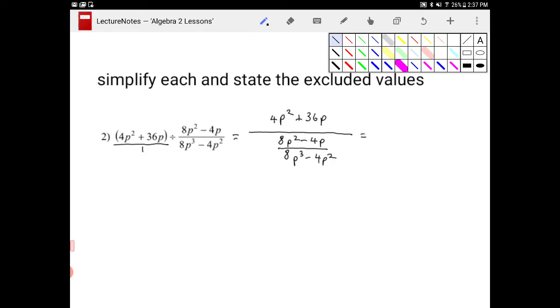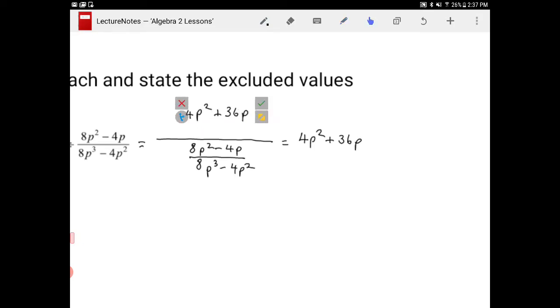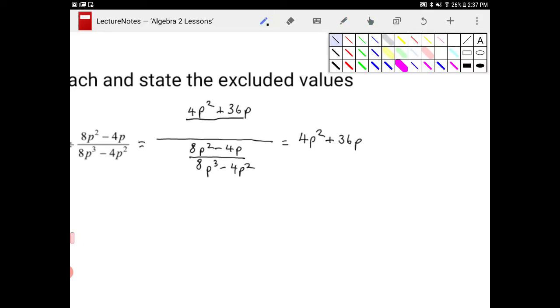When we're dividing fractions, we have to multiply by the reciprocal. So this is equivalent to 4p squared plus 36p, actually I'll rewrite this over 1 just to demonstrate a point. So this is equivalent to 4p squared plus 36p over 1 times 8p cubed minus 4p squared divided by 8p squared minus 4p.